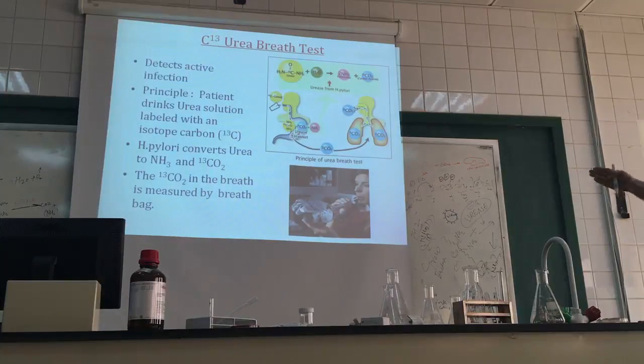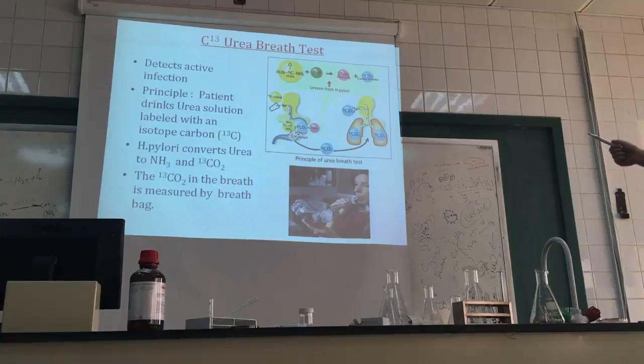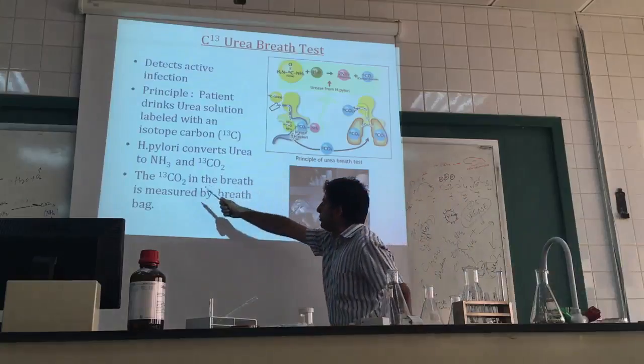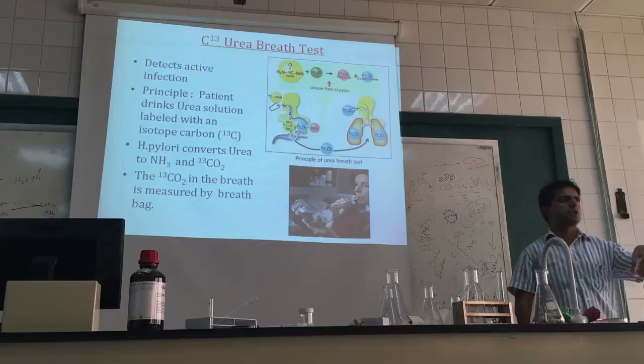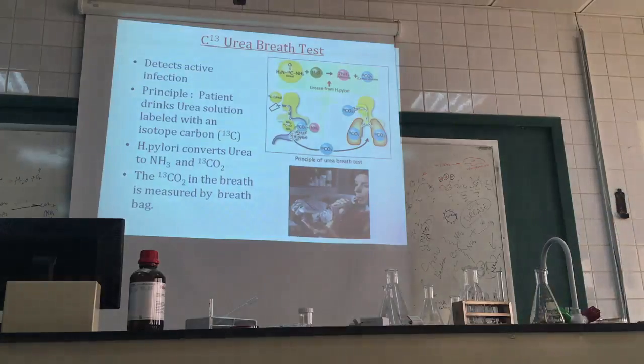If bacteria is present, you see, it can detect the active infection. The patient drinks the urea solution labeled with the isotope carbon-13. H. pylori, the bacteria, converts urea into ammonia and carbon dioxide. This carbon dioxide will be blown into the bag and it changes the color. This means the microbe is present. And this urea breath test kit is also available in the market.